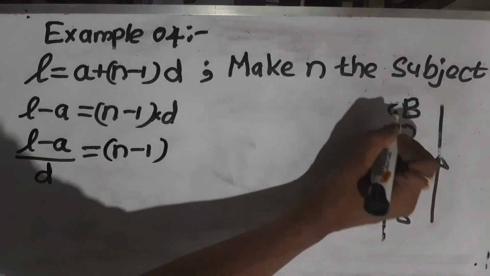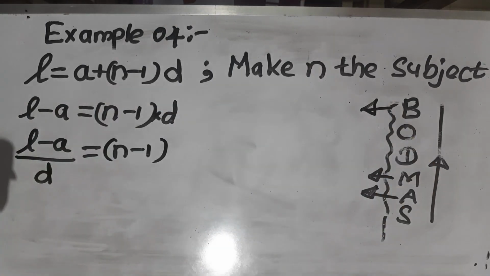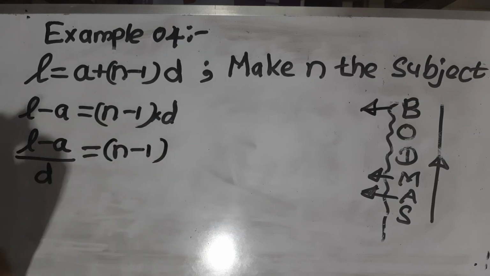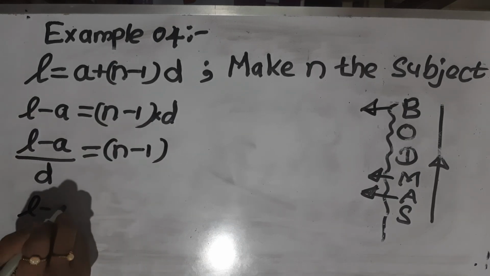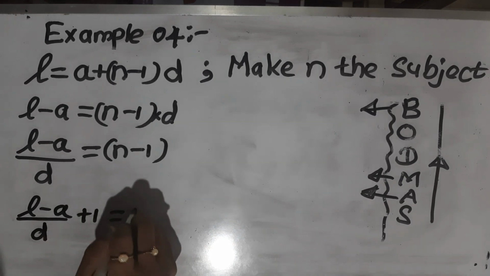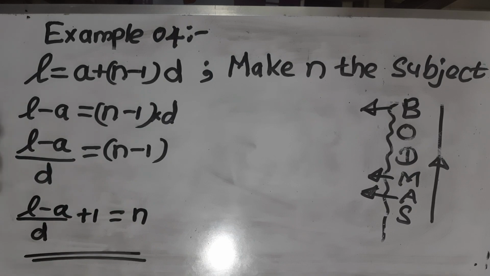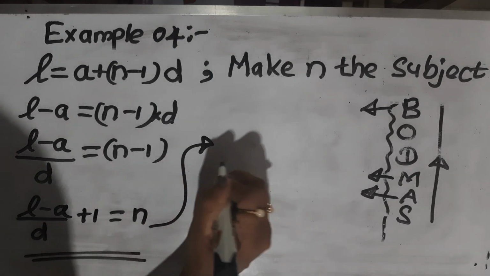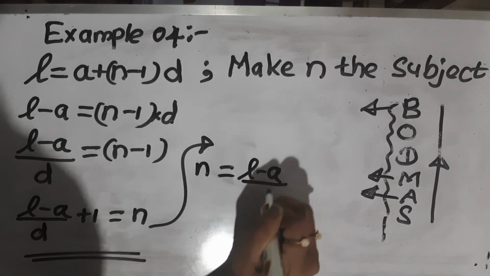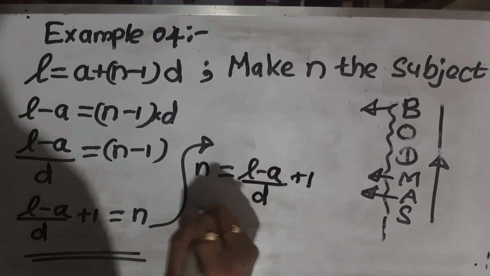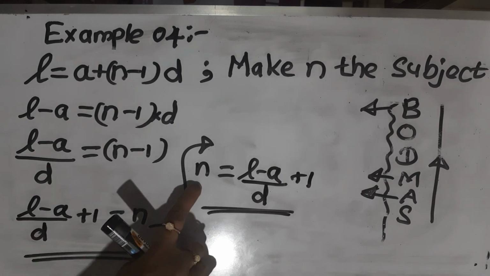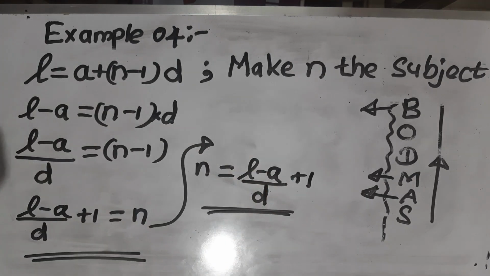Now finally the bracket is removed. Inside the bracket there is a minus 1. So that term is removed as the final step. L minus a over d plus 1 equals n. So here n is the subject, or we can write it by changing the sides, plus 1. Here n is the subject. So n equals L minus a over d plus 1.